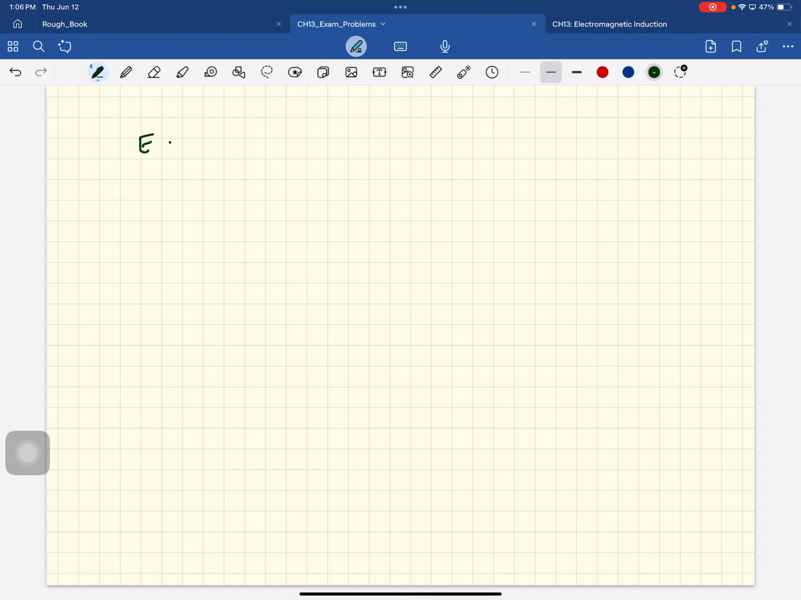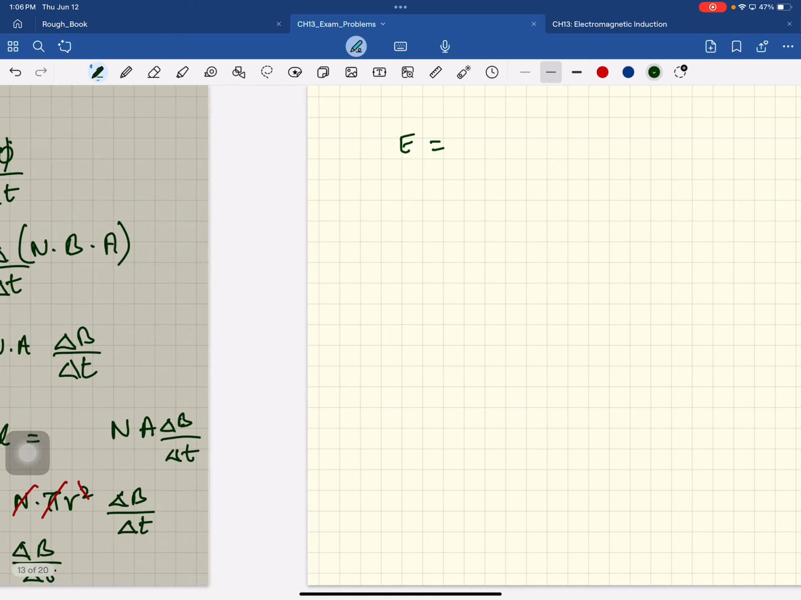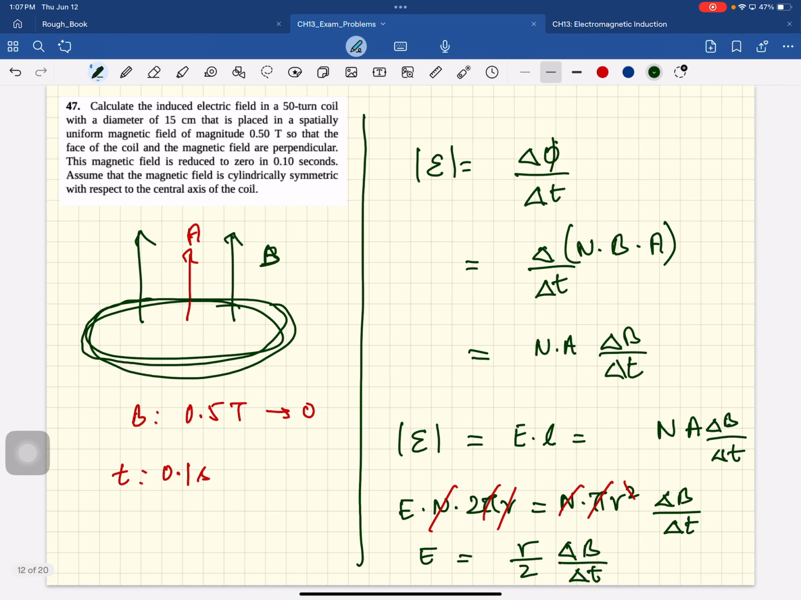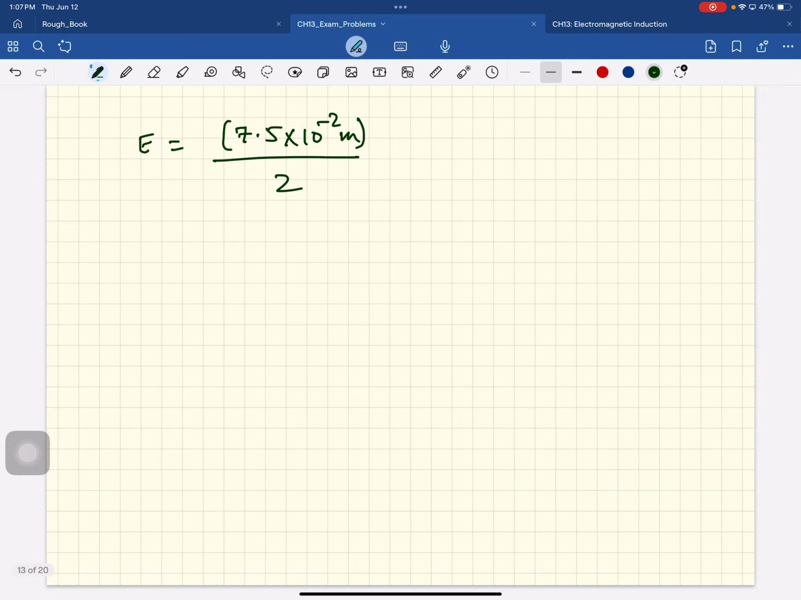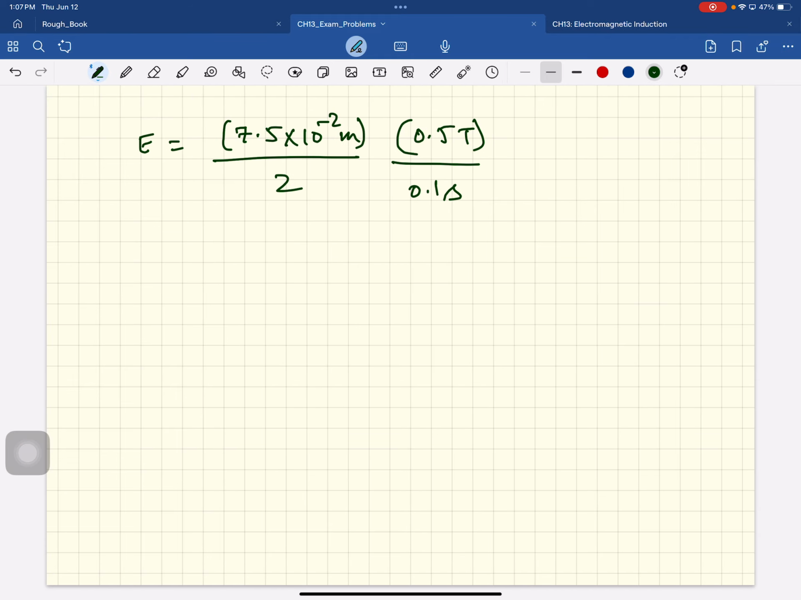So for the electric field, the radius is 7.5 centimeters, and the magnetic field goes from 0.5 Tesla to 0 in 0.1 seconds. And what should this mess of units work out to? Meters, Tesla, seconds? What is that equal to? Volt per meter. Volt per meter. That's the electric field.